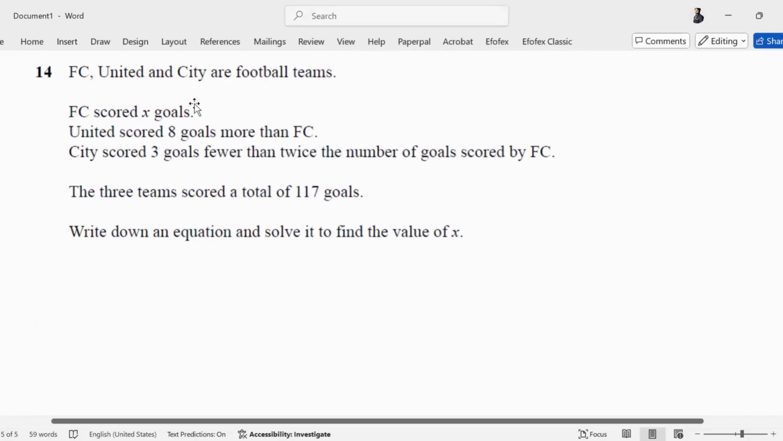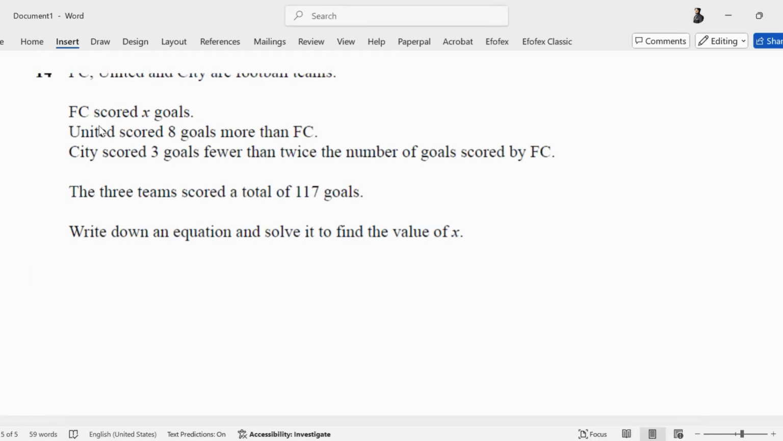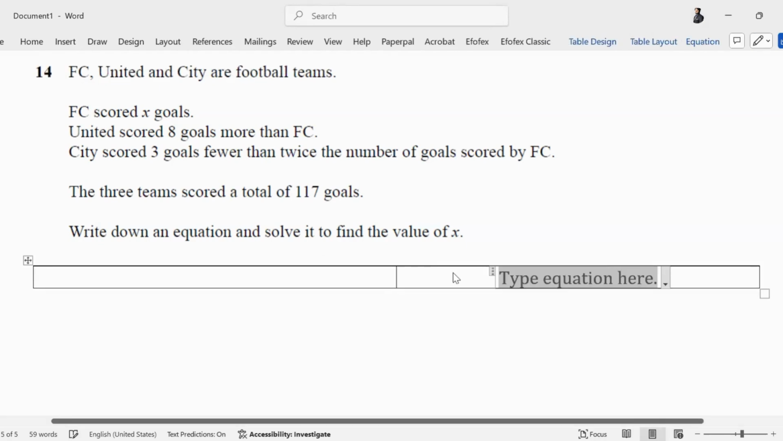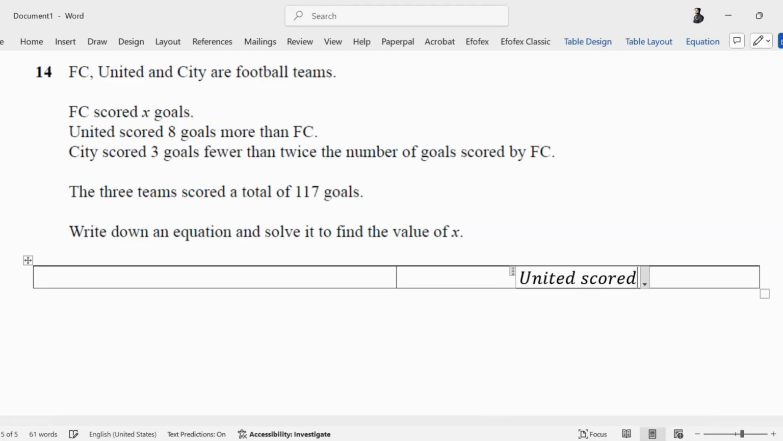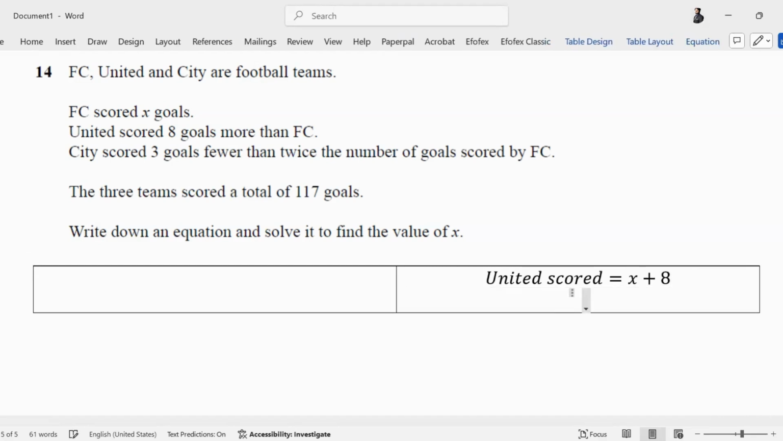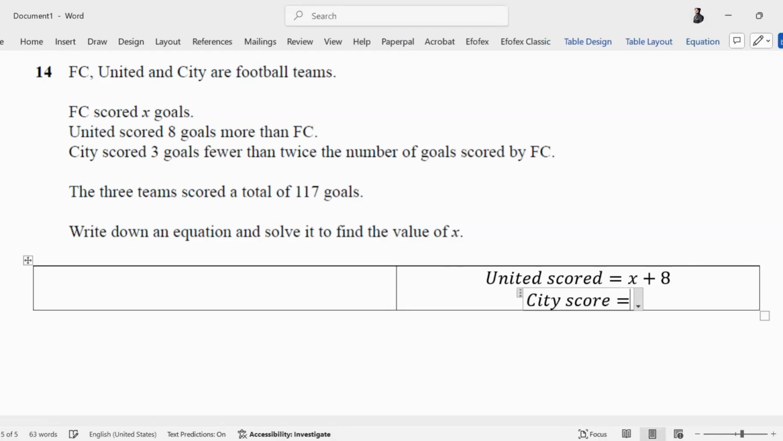FC, United, and City are football teams. FC scored X goals. United scores 8 more goals than FC. So if I just want to write expressions, I'll say that United scored X plus 8 or 8 plus X. City scored three goals fewer than twice the number of goals scored by FC. So twice the number of goals scored by FC and fewer 3. So subtract 3 from this. This is how much the City scored.